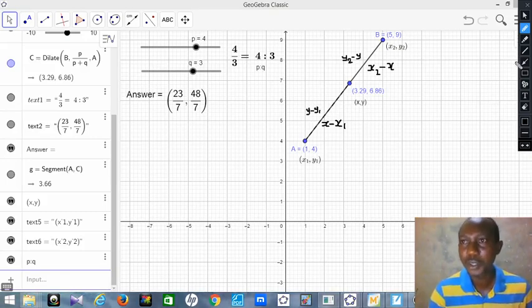So let's just go to our write-up and solve this question and try this same example we have here. Let's see how they got this answer and the coordinate when you use this ratio. So let's try it and see.